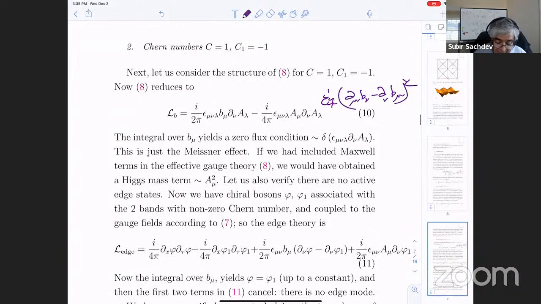And what you'll get at the end is a term like this, which is a mass term for the gauge boson. And that's exactly the Meissner effect, if you go back early in the course. So as far as the bulk is concerned, it looks like a superfluid. It just expels the magnetic field. All right, so that's looking promising.